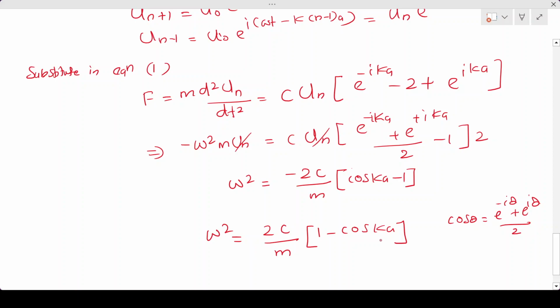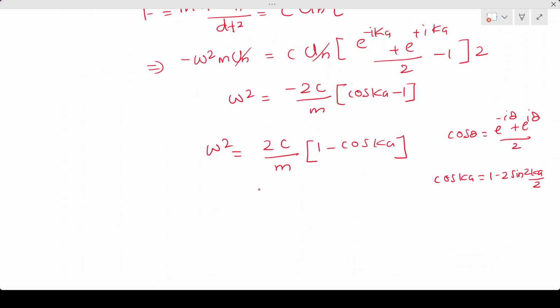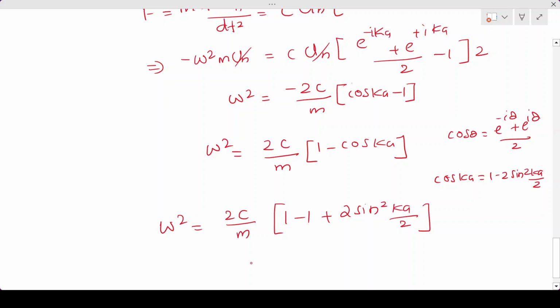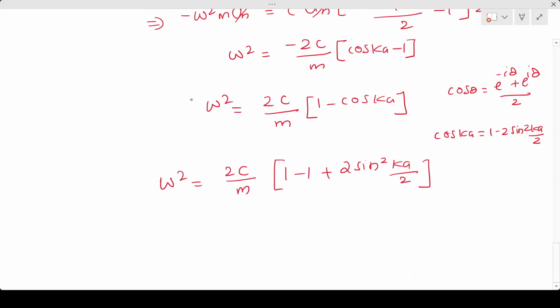Okay, and you can also make this equation, you know that cos ka you can actually write as 1 minus 2 sine square ka by 2. So this is actually we just making for our convenience. So this particular equation becomes omega square equals 2c by m times (1 minus cos ka). If you substitute cos ka is equal to 1 minus 2 sine square ka by 2, you will be getting 2c by m times (1 minus 1 plus 2 sine square ka by 2).